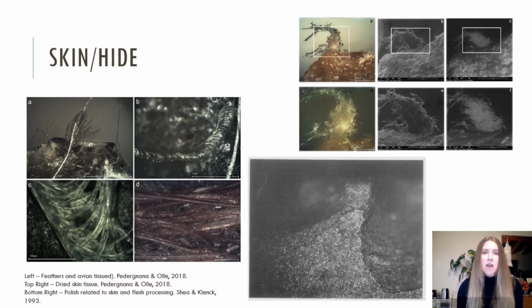In terms of hide and skin working, the most common residue left behind is clusters of white fibers, often at the edge of tools. Polishes can also be representative of skin and flesh working, and when related to avian processing, distinct residues include small feathers and greasy tissue.